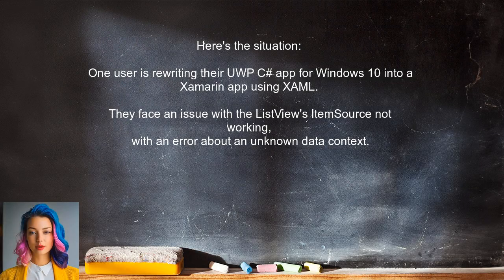Here's the situation. One user mentioned that they are rewriting their UWP C# app for Windows 10 into a Xamarin app using XAML. They are facing an issue where the binding for the list view's item source is not working, and Visual Studio is throwing an error about an unknown data context. Sound familiar? Let's explore this together.